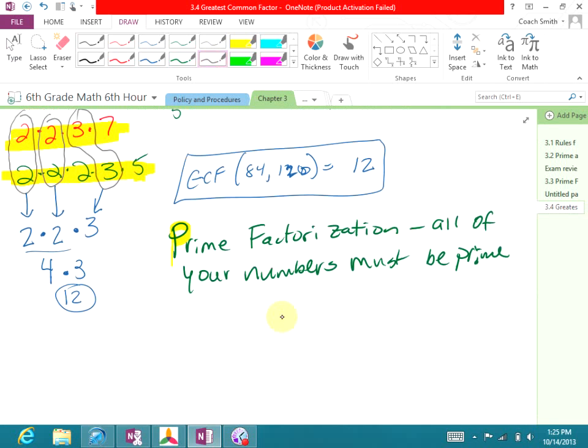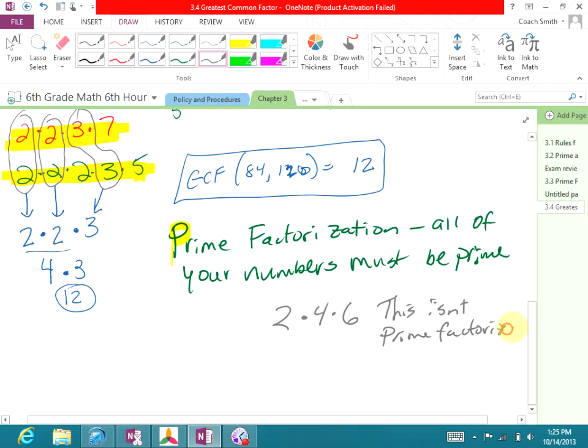Okay? In other words, look, I'll write you an example. 2 times 4 times 6. This isn't prime factorization because 4 and 6 are not prime. Okay? That is not prime factorization because the 4 and the 6 are not prime.